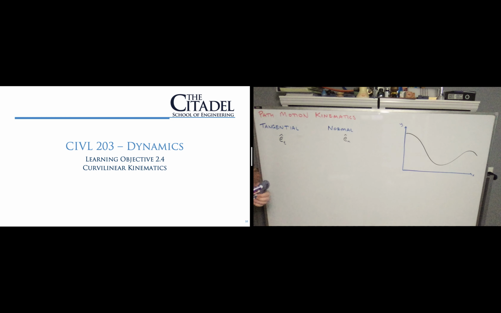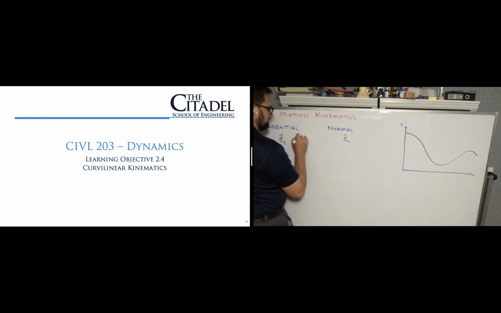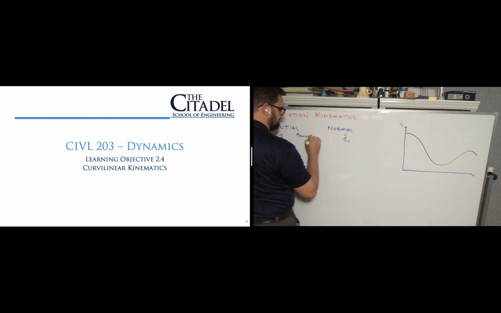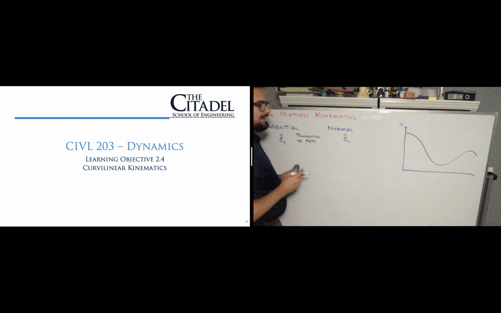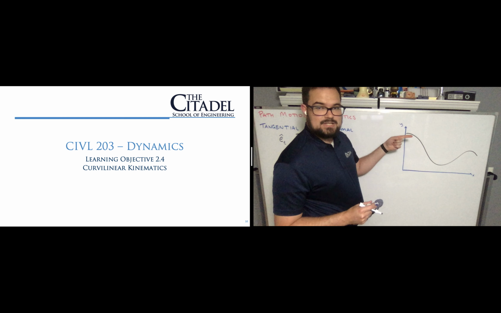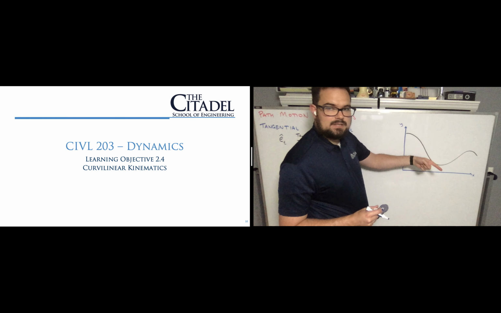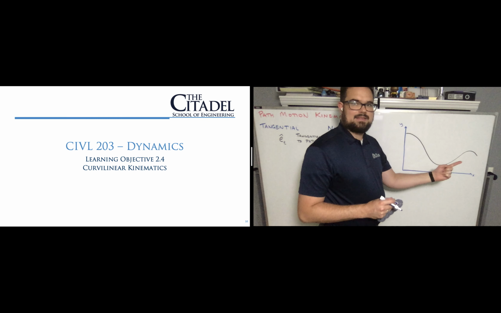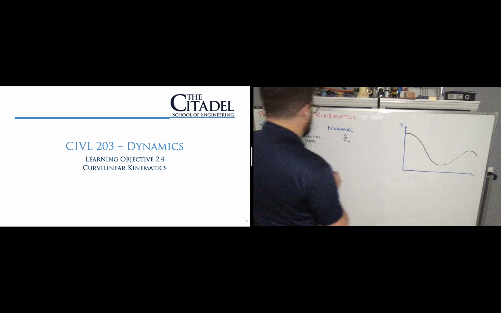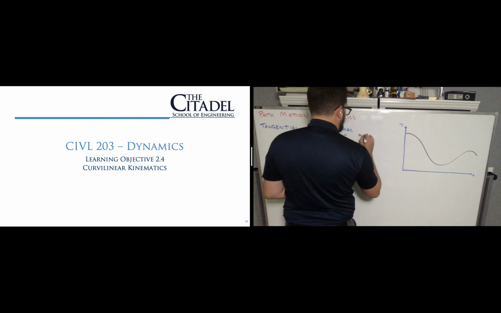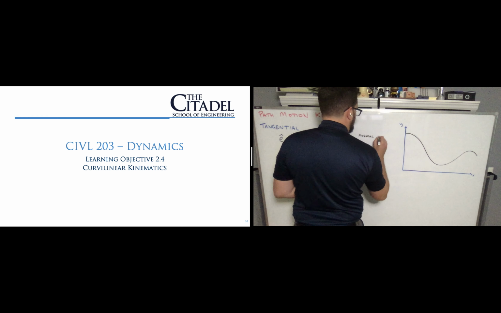So what do I mean by tangential and normal? Well, this tangential unit vector is always tangential to the path. If I use my finger as the tangential unit vector, as I'm going along this path, that unit vector is always going to point tangential to the path, along the path. And the normal unit vector is, unsurprisingly, normal to the path, so perpendicular to the path.